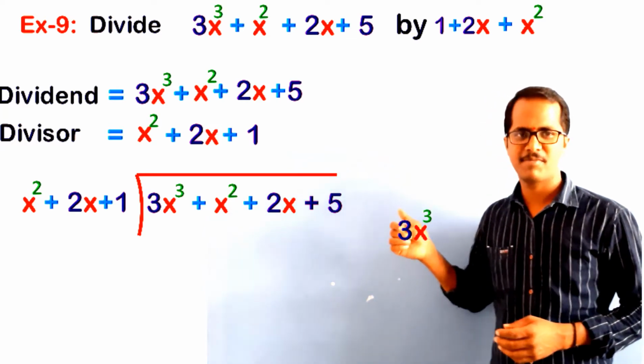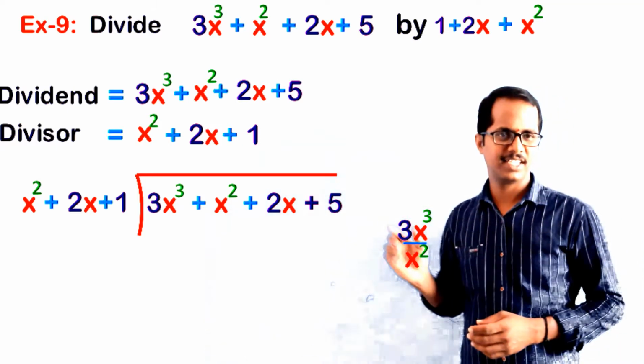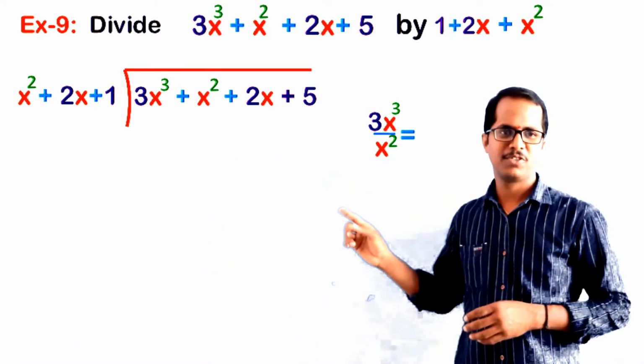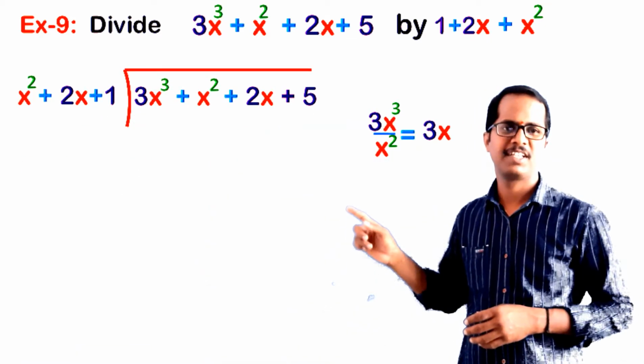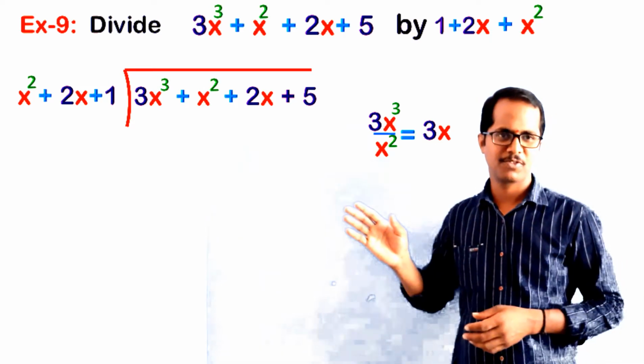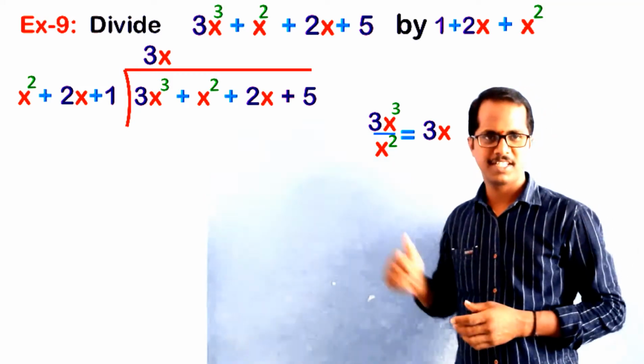So what is the first term of the dividend here? That is 3x cube, and the first term of the divisor is x square. So by dividing 3x cube with x square, we get the quotient as 3x. So the first term of the quotient is 3x. So let us write 3x as the first term of the quotient.